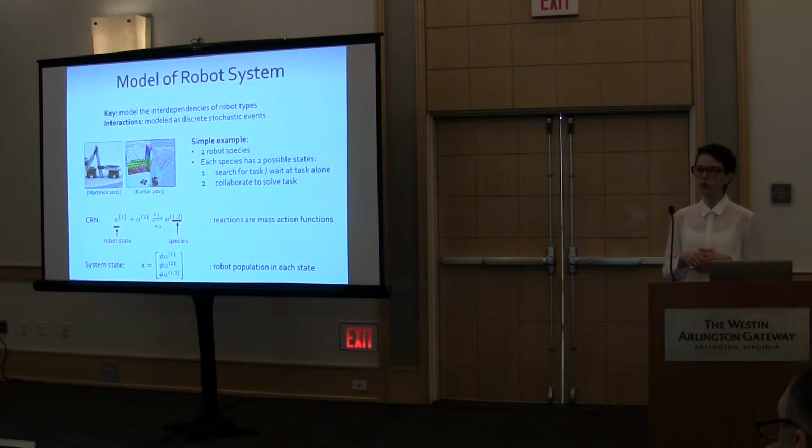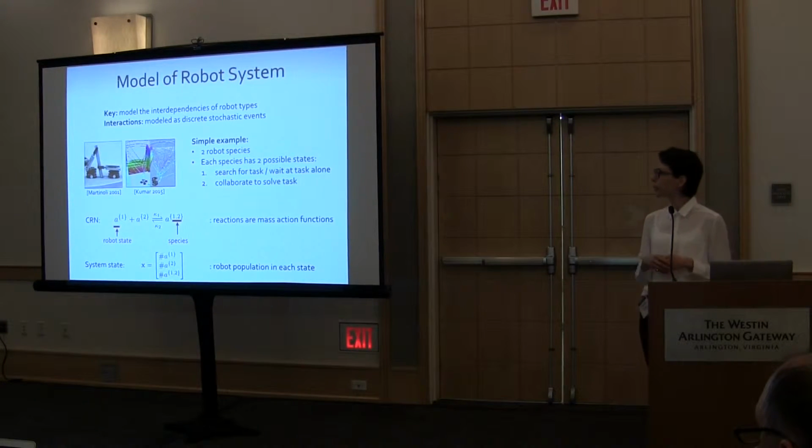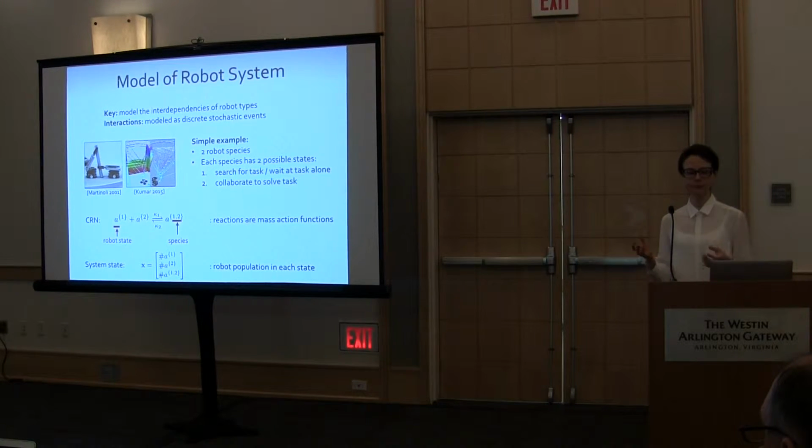The framework that we actually choose to model this kind of system is the chemical reaction network framework. And it's actually quite a simple yet powerful framework because it allows us to capture exactly these kinds of interaction dynamics. On hand of this very simple example, what our chemical reaction network tells us is that when robots of species 1 and 2 meet, they collaborate to solve the task and then they separate again. This reaction actually depends on 2 things. It depends on the number of robots that are available to it on the reactant side, as well as these propensity values, kappa, that essentially together define mass action functions.